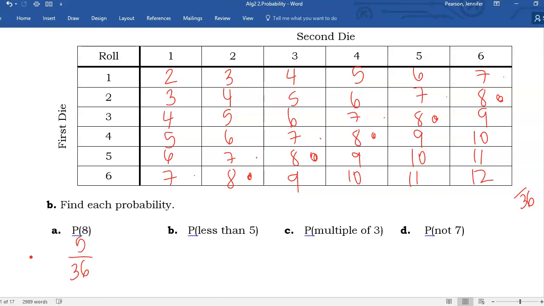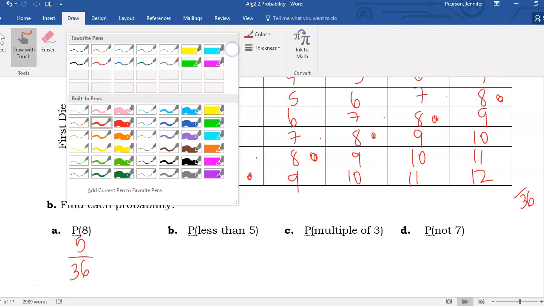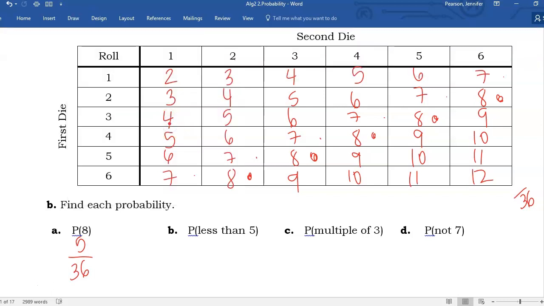Letter B, what is the probability of getting something less than 5? So less than 5, let's do some colors here so we can keep everything organized. Less than 5 would be 2 and 3 and 4, but less than 5 does not include 5, so it looks like those are all of my possible ways to get something less than 5. That's 1, 2, 3, 4, 5, 6. 6 ways to get something less than 5 out of the 36 possibilities in the sample space. I am going to reduce this fraction to 1 out of 6. You can leave it 6 out of 36. I just wanted to show that one also.